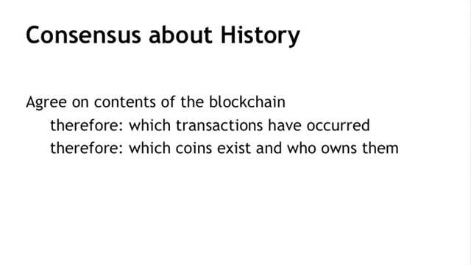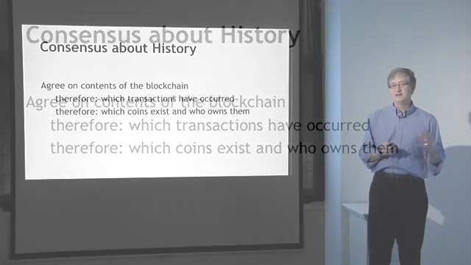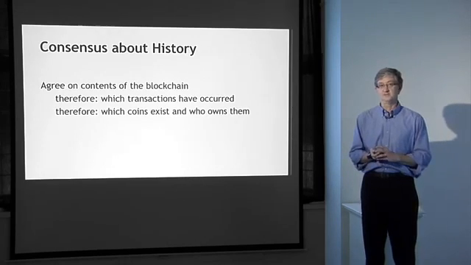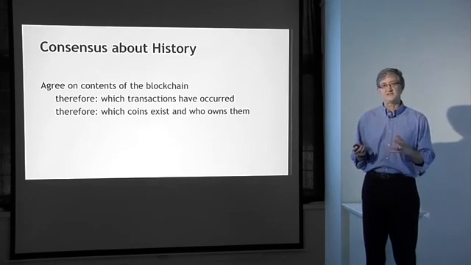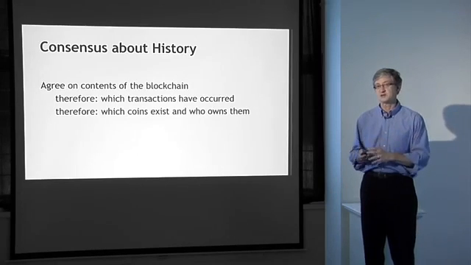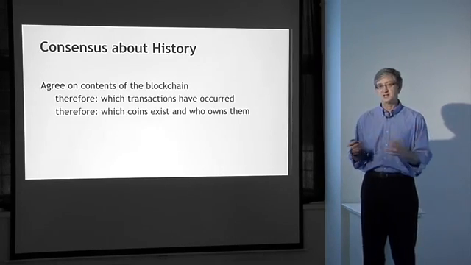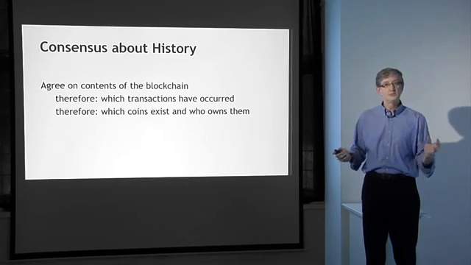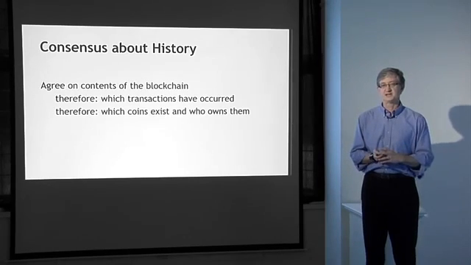The second form of consensus in Bitcoin is consensus about the history. That is a consensus about what's in the blockchain and what's not in the blockchain, and therefore a consensus about which transactions have occurred. And once you have a consensus about which transactions have occurred, what follows from that is, of course, a consensus about which coins, which unspent outputs exist, and who owns them. And so this consensus obviously flows from the processes that we've talked about in earlier lectures by which the blockchain is built and by which nodes come to consensus, the processes that we hope push Bitcoin toward a consensus about the contents of the blockchain.